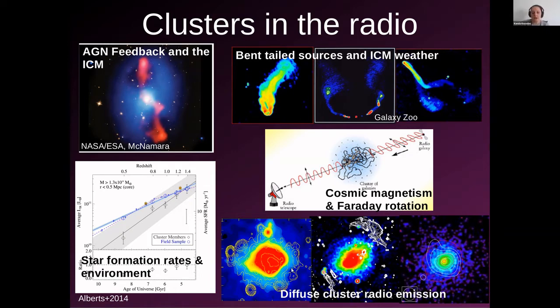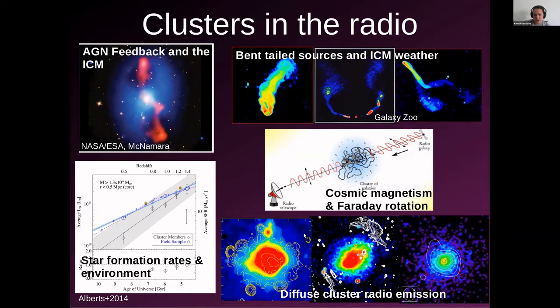They're typically large scale. So in all of these, what you see here, the color is the X-ray emission, and the contours are the radio emission. And you can see you have a variety of different morphologies. And depending on the morphology, the position with respect to the cluster center, and also the polarization properties, you have different classifications of diffuse cluster radio emission.